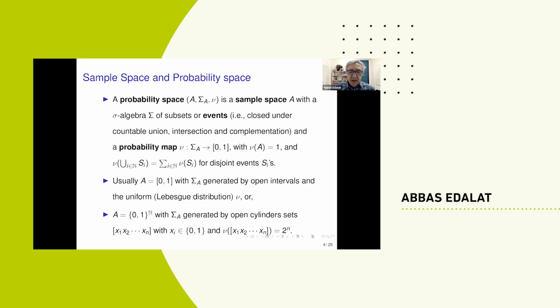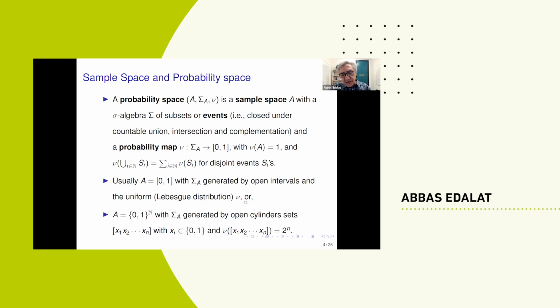So usually in mainstream mathematics, the sample space is taken to be the unit interval [0, 1], a subset of the real line, and the sigma algebra is generated by open intervals of the topology of the unit interval, the Euclidean topology. And for the probability distribution, one uses the uniform or the Lebesgue distribution that we denote by nu.